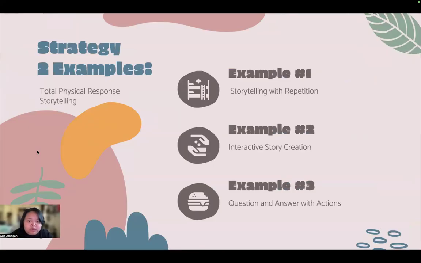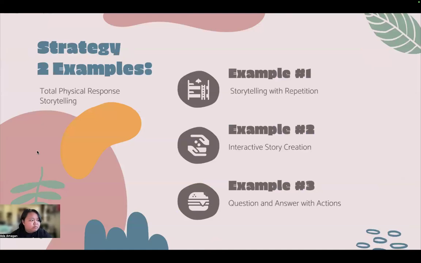And on the other side, for total physical response storytelling, some examples can be storytelling with repetition, interactive story creation, question and answering those questions with actions. There's other things such as personalized stories, interactive story creation, role playing with new vocabulary, and so much more. And both TPR and TPRS create a multisensory learning environment where language is not only heard but also physically acted out, which enhances the comprehension and retention.